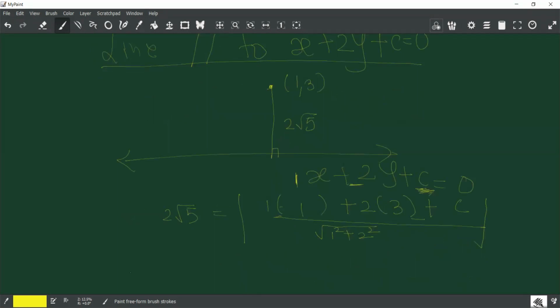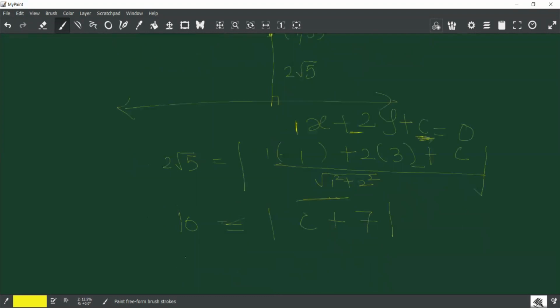So this 2 root 5 into root 5, so 5, this will be 10 then. This is root 5, so root 5, so 10 is mod of c plus 7. So when you remove the mod, you have to take plus and minus 10, so c plus 7 is either 10 or c plus 7 is minus 10. Got it? So the value of c is either 3 or minus 17.